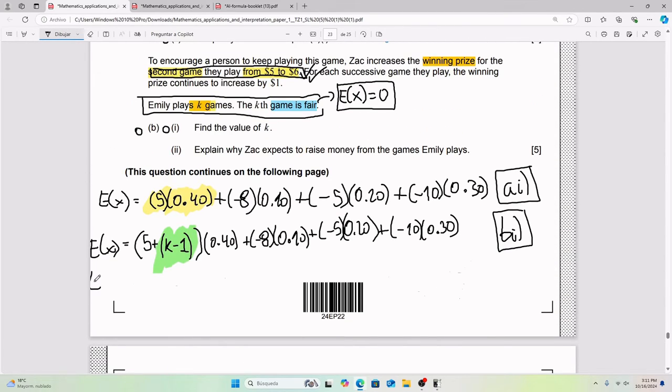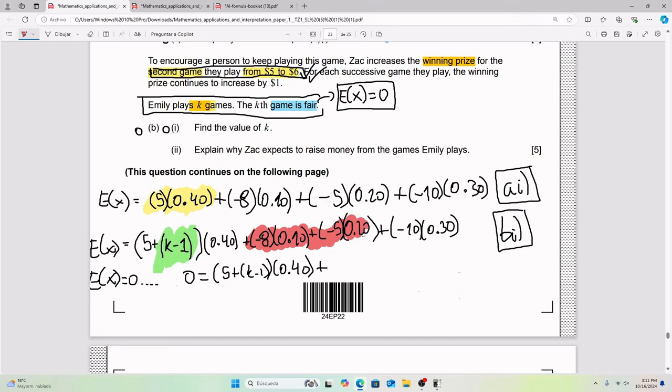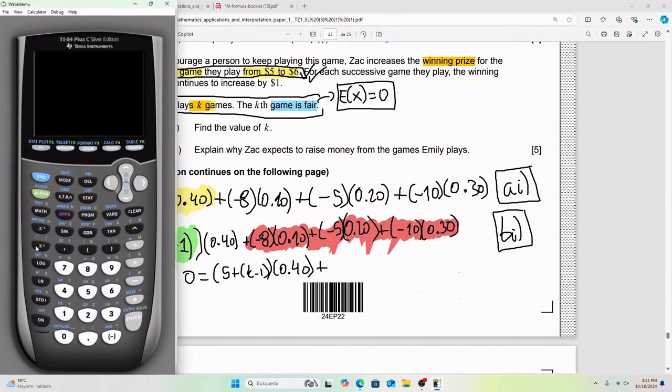So, if expected value equals 0, that means that this whole thing equals 0. So I end up with 0 equals 5 plus K minus 1 times 0.40, plus this whole thing that I'm putting now in red for lose. Remember that all of these are lose. So how much is that? Let's actually just find it out right away.